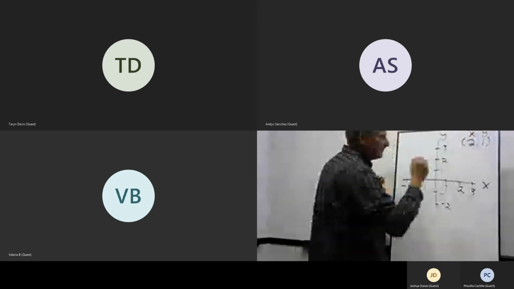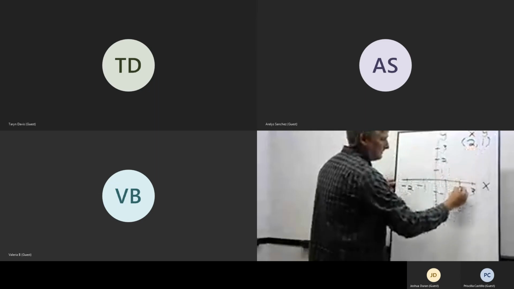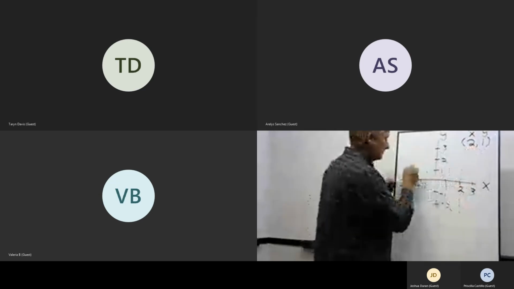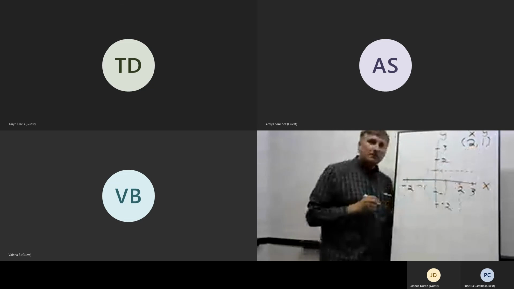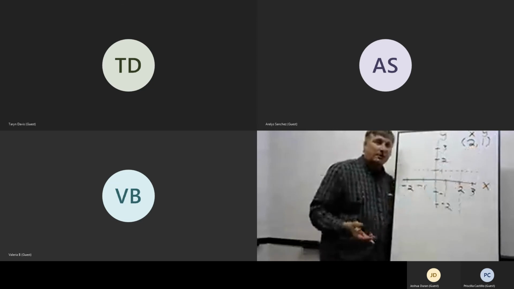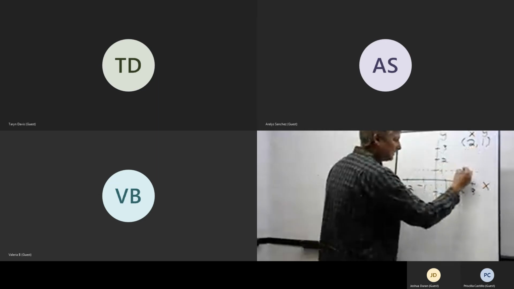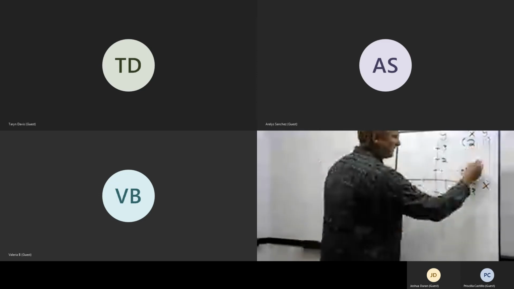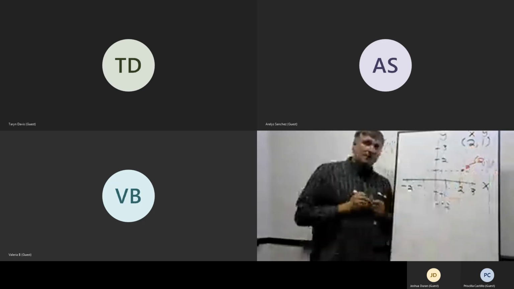So what this means, we put a vertical line at x equals 2, and then a horizontal line at y equals 1. And we draw these lines long enough so they intersect. And when they intersect, that's the location of our point on the Cartesian plane. So that's (2, 1).